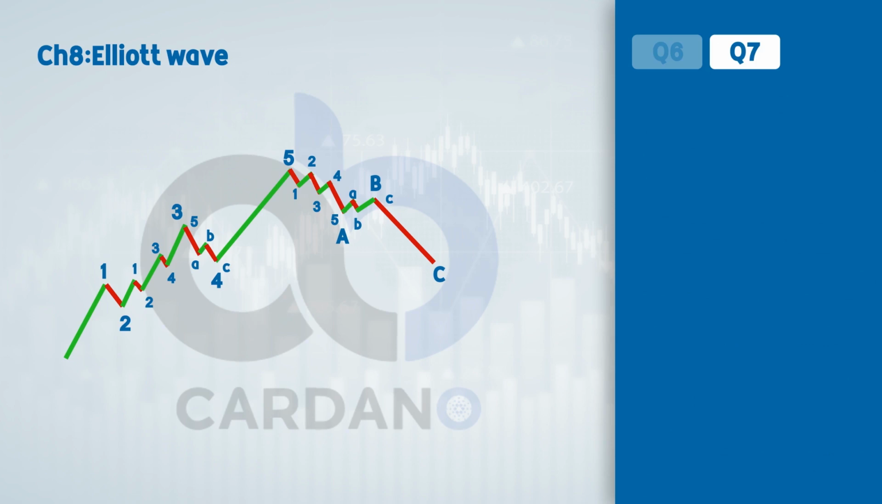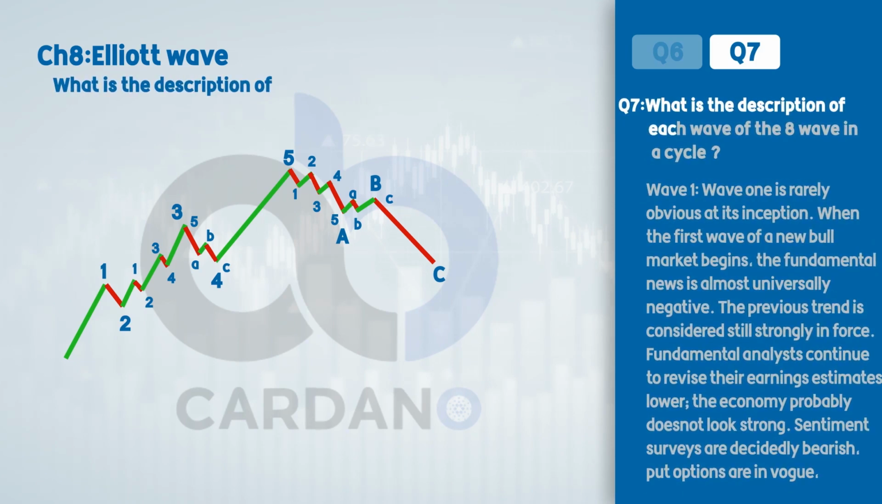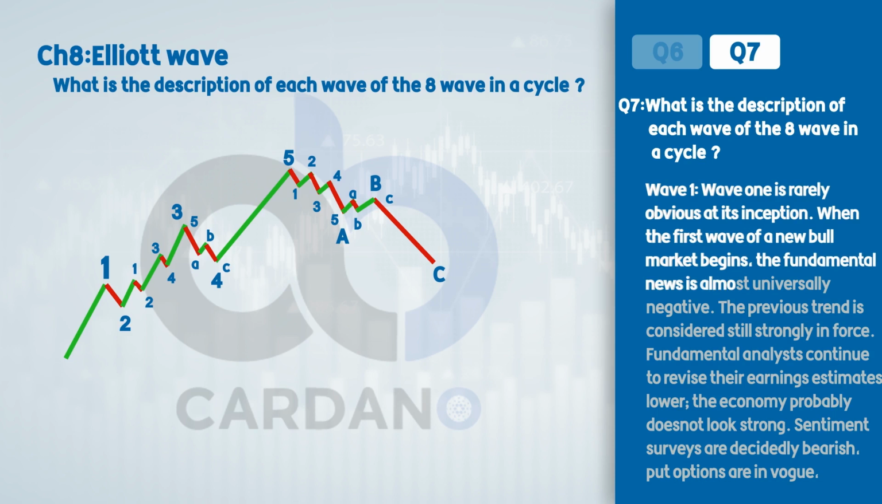Question number 7. What is the description of each wave of the 8 waves in a cycle? The answer is, Wave 1. Wave 1 is rarely obvious at its inception. When the first wave of a new bull market begins, the fundamental news is almost universally negative. The previous trend is considered still strongly in force.